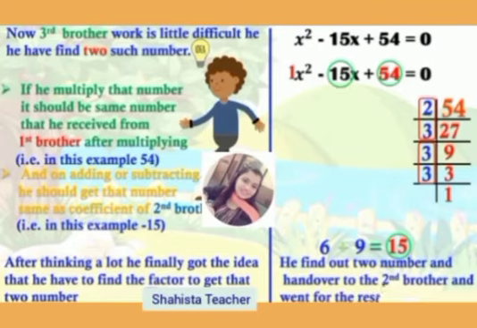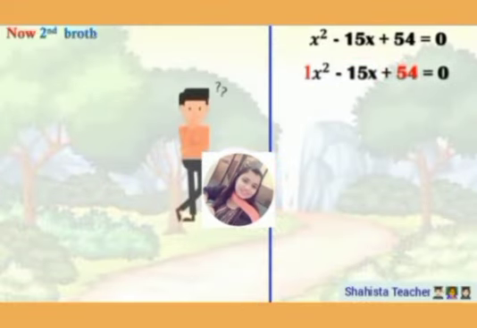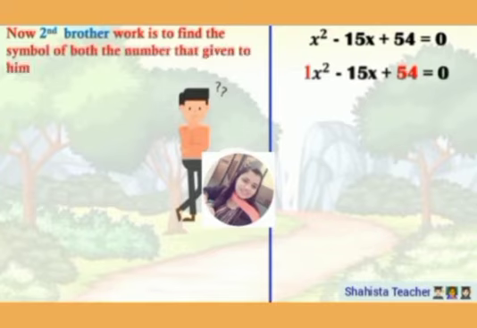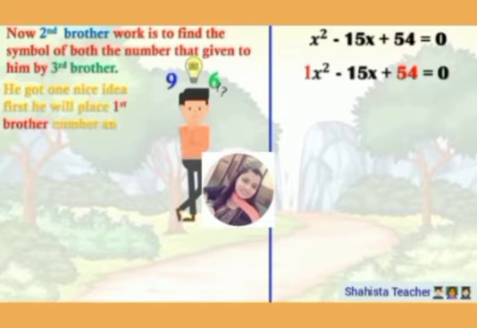because his work is done. Now in this situation, the second brother, that is 15, comes into the picture, and he starts to find the way. The second brother's work is to find the symbol. Which symbol does he have to put? Because 6 into 9 is 54, and after adding these two numbers we get 15, but he has to find the symbol of this 15, that is minus 15. So of both the numbers given to him by the third brother and the first brother, that is 9 and 6. Here you can see the right hand side is green 6 and the left hand side is blue 9.